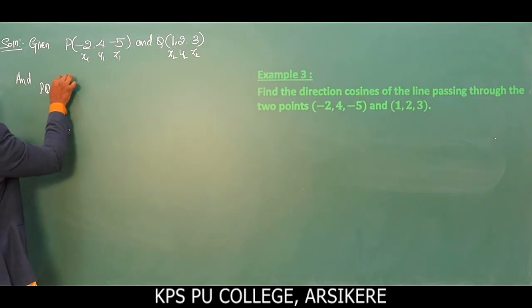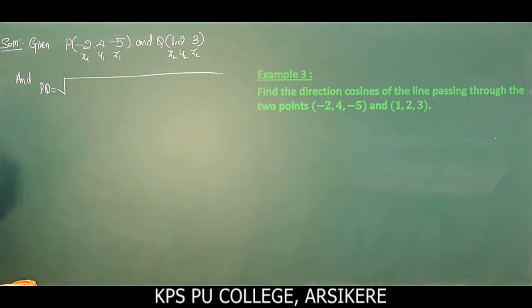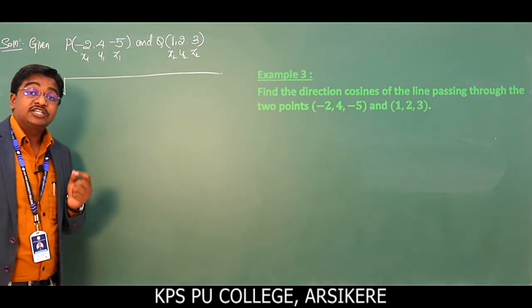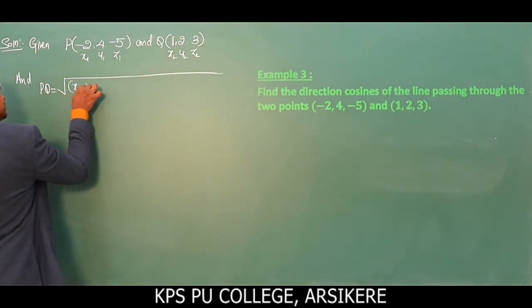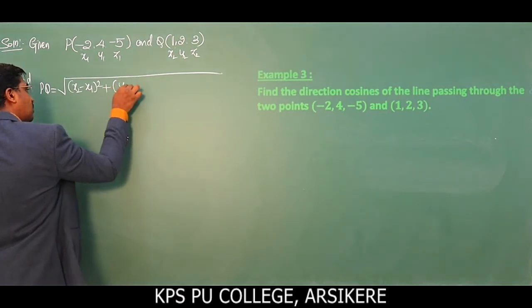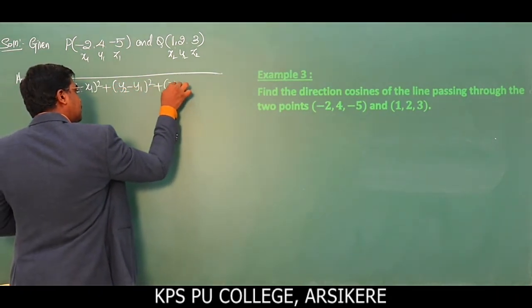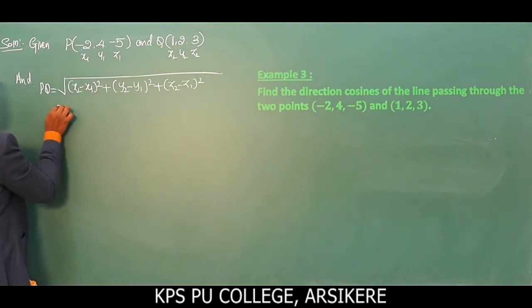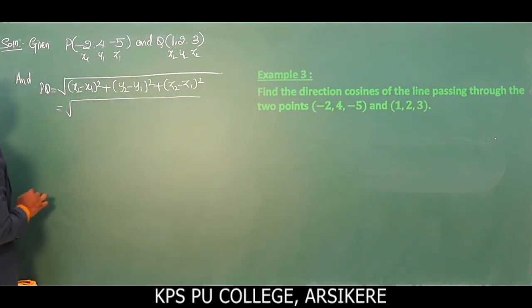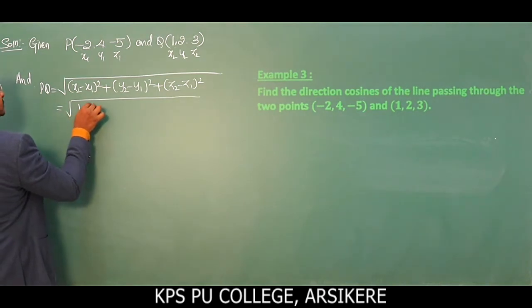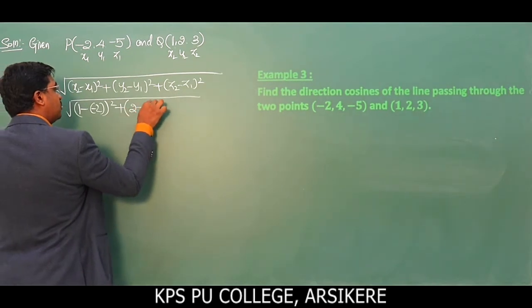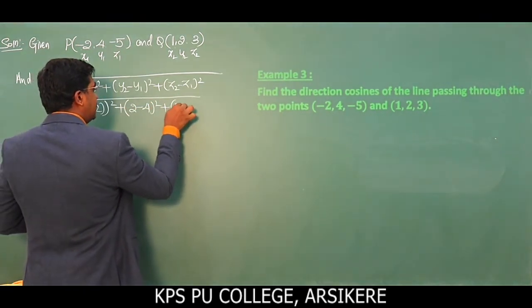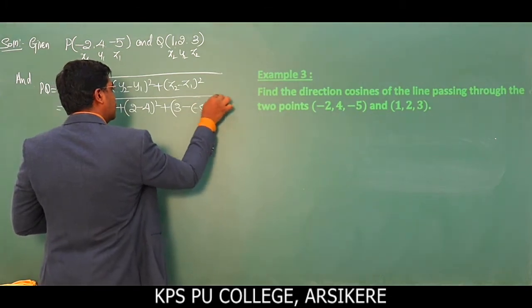PQ is equal to, what is the formula? Just remember, in first PU we discussed the distance between the 2 points x1, y1, z1 and x2, y2, z2. I will write directly here: root of x2 minus x1 whole square plus y2 minus y1 whole square plus z2 minus z1 whole square. Just substitute the corresponding values. What is x2? 1, and x1 here is -2, so 1 minus of -2 whole square plus y2, which is 2, minus 4 whole square plus z2, which is 3, minus of -5 whole square.